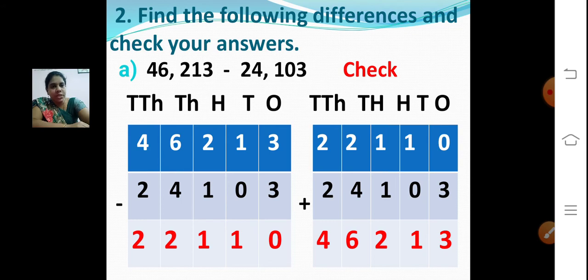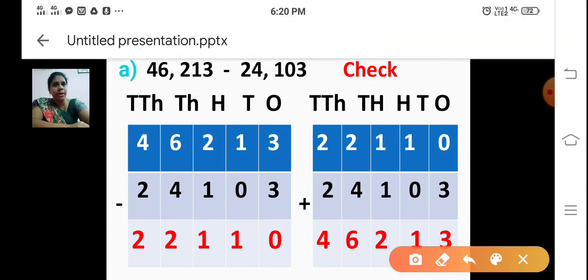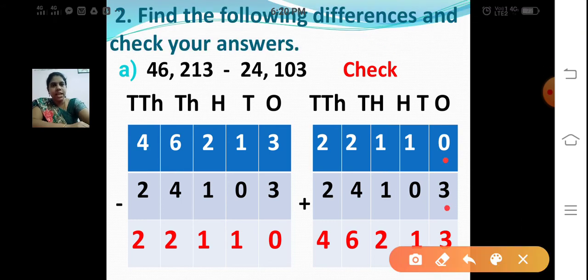Now start from the ones place. 0 plus 3, 3. Now let's move on to the tens place. 1 plus 0, 1. Very good. Now 1 plus 1. 1 in the mind, 1 in the finger. After 1, 2. So 1 plus 1 is 2.